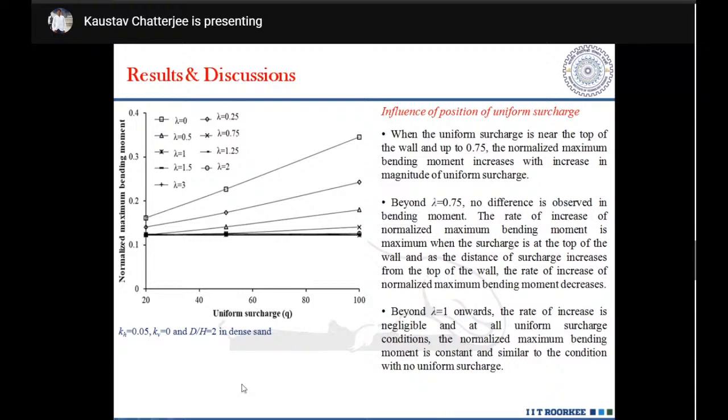Now, the influence of the position of the surcharge loading for different magnitudes of surcharge load. When the uniform surcharge is placed on the top of the wall and up to, say, lambda equals 0.75, normalized maximum bending moment increases with increase in magnitude of uniform surcharge. However, beyond that, no difference is observed in the bending moment. The rate of increase of normalized maximum bending moment is maximum when the surcharge is on the top of the wall, and beyond that, no effect will be observed. This rate of increase is reducing.